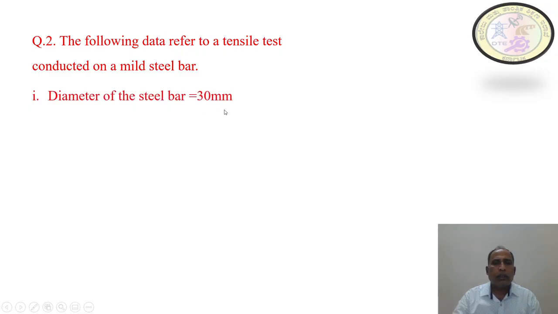So a tensile test is conducted on the universal testing machine, which is used for conducting the tensile test, deflection test, and the hardness test also. So to get the stress strain diagram, a mild steel bar is loaded gradually until it breaks into two pieces.